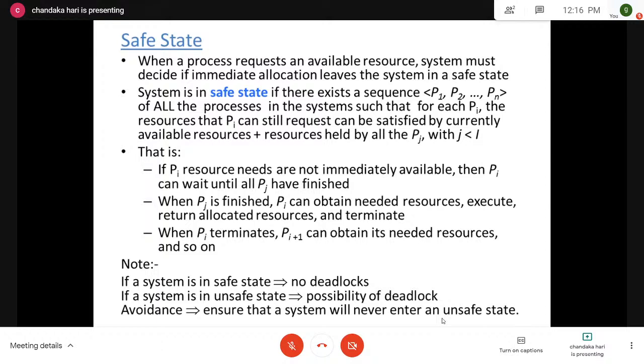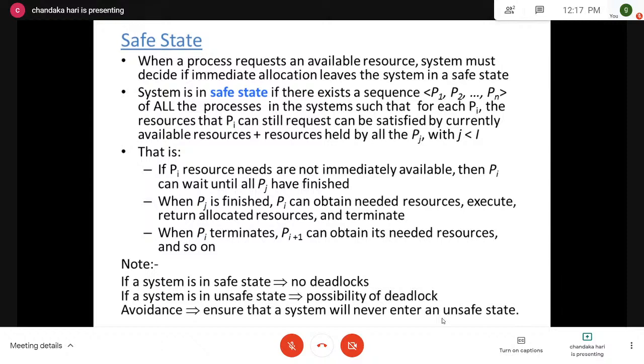Otherwise the resources are not going to be granted. That is, if Pi's resource needs are not immediately available, then Pi can wait until all Pj have completed. Whatever resources you requested, if they are not available from the operating system, you need to wait until all other processes are completed and release their resources, and then they are granted to you. When a Pj is finished, Pi can obtain the needed resources, execute, return all the resources, and terminate.